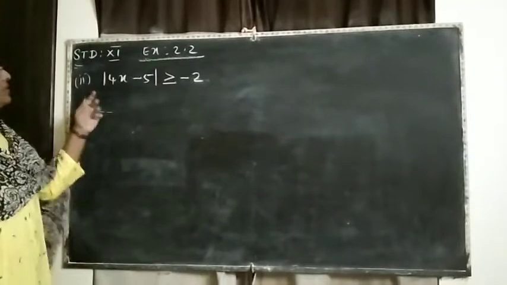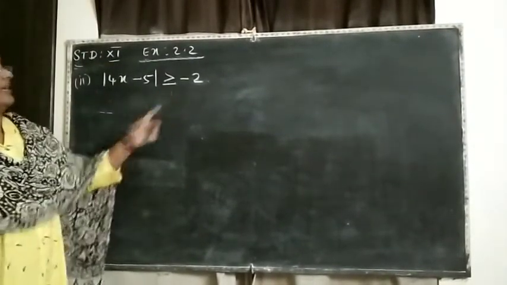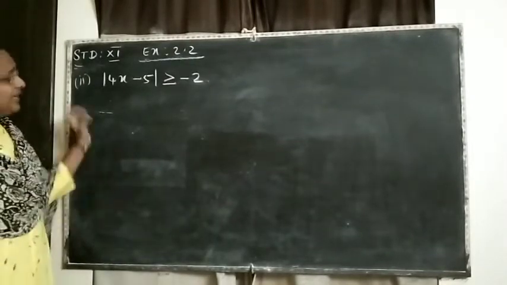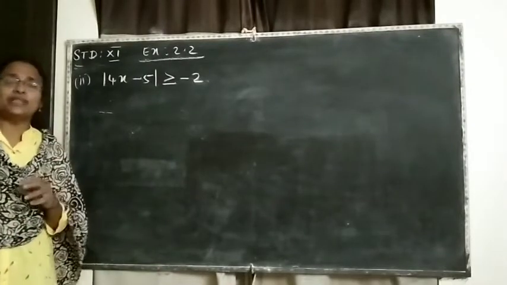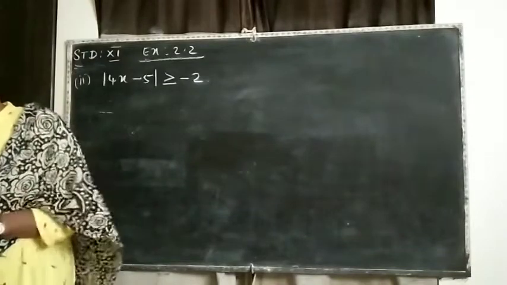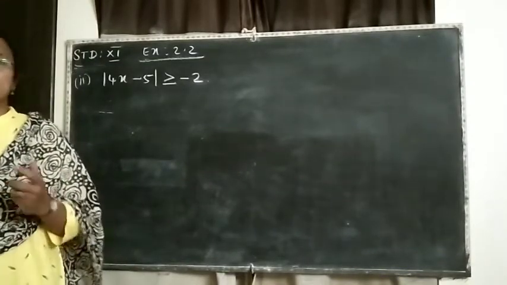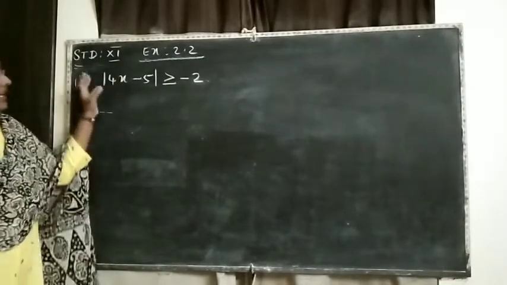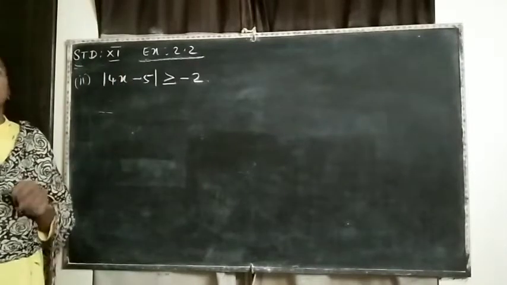Okay. Now look into this sum, second subdivision. Modulus of 4x minus 5 is greater than or equal to minus 2. Now the book back solution is given to be in general real numbers, the set of all real numbers. So we know that the set of all real numbers includes all the values of positive integer, negative integer, rational number and irrational number, isn't it? So now we are going to check whether the statement that the solution of this question belongs to real numbers is right or wrong.